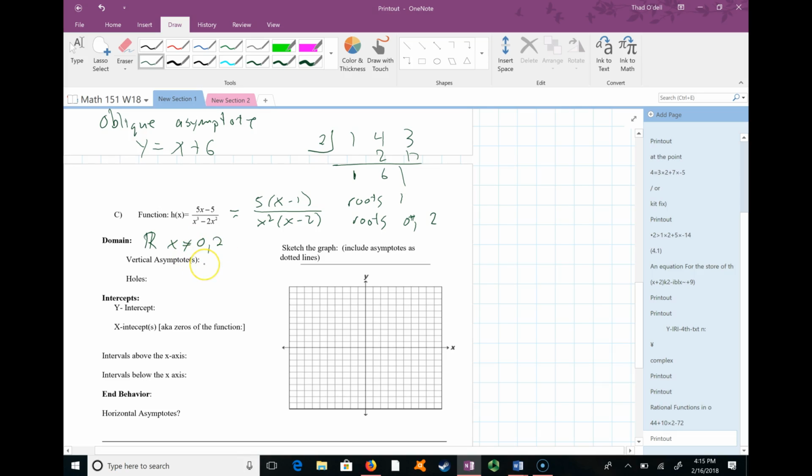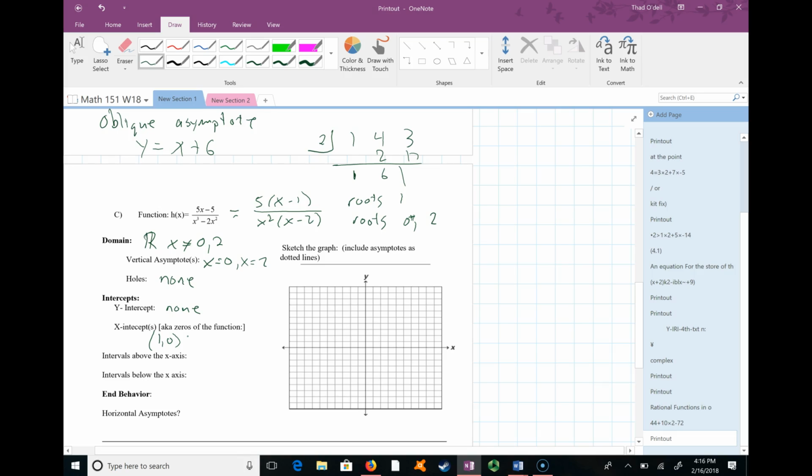We're going to have a vertical asymptote at x equals 0 and at x equals 2. No holes. Y-intercept none, because we have a vertical asymptote there. X-intercepts at 1, 0.